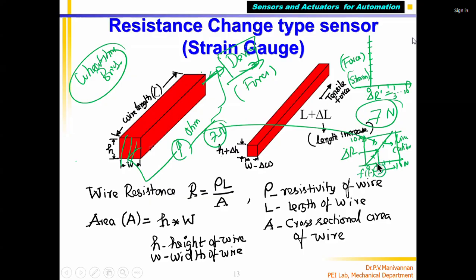So now I can use this wire to measure the unknown force. But first thing is I have to calibrate. That is done by the strain gauge manufacturer. This is the basic principle behind my strain gauge.